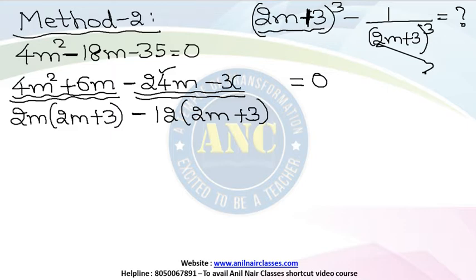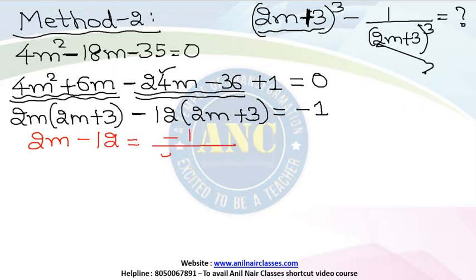I will write this minus 36, but I actually want minus 35. So add 1. Minus 36 plus 1 is minus 35. That means this plus 1, whatever I have it here, I will shift it to the right hand side. It becomes minus 1. I hope the idea is very clear. Now, same like my previous problem, method 2 what I solved, the entire equation what I have right now, I will divide the entire equation by 2m plus 3. Left hand side becomes 2m minus 12, right hand side becomes minus 1 divided by 2m plus 3.